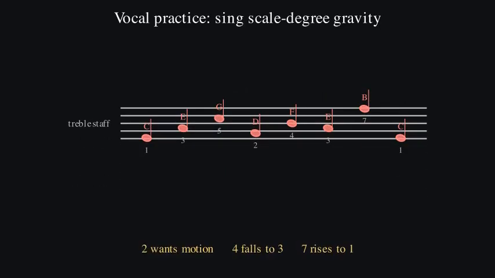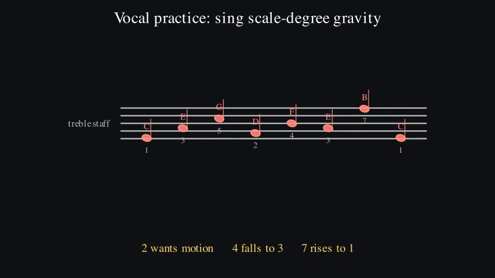Vocal practice is about scale degrees. Sing 1, 3, 5 over the tonic. Then sing 2 and feel it want to move. Sing 4 and let it fall to 3. Sing 7 and let it rise to 1. When a melody note feels like it demands resolution, name it as a scale degree before naming the chord. That trains your ear to hear function, not only absolute pitch.